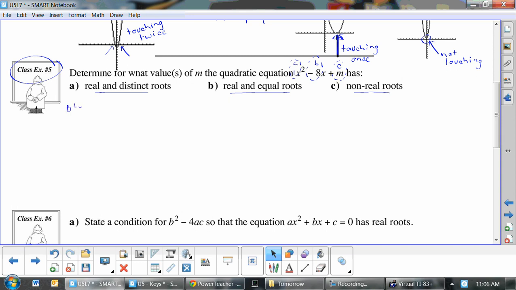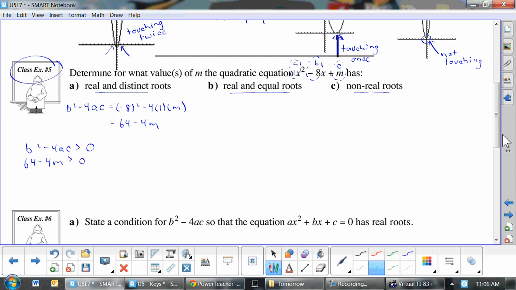So we put those into our discriminant, and we go, okay, b squared, negative 8 squared, minus 4, 1, m. Okay, so that gives us 64 minus 4m. And so they're asking us for real and distinct roots. So distinct means unequal, right? So b squared minus 4ac must be greater than 0, right? Because when it's greater than 0, it's positive, and that means we'll get real answers and two different answers. So the discriminant is 64 minus 4m, and that's greater than 0. And then we just want to solve for m.